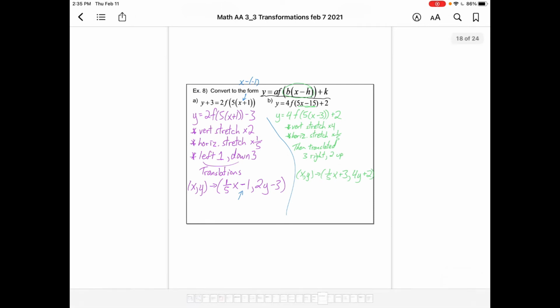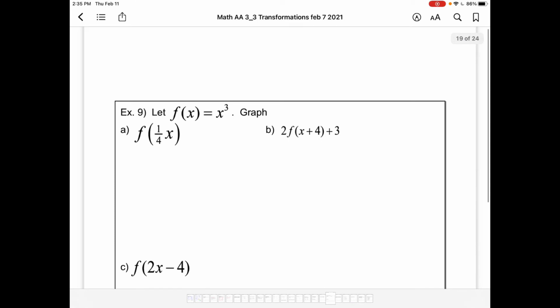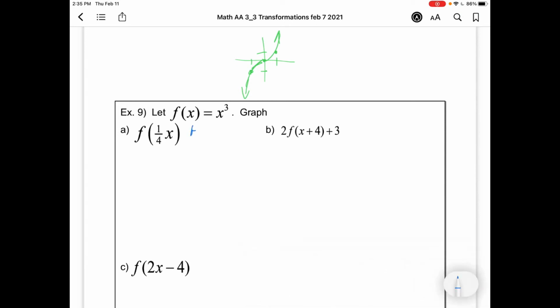Let's put this to use in some kind of a function. So here we're going to think f of x is just a basic cubic. I'm going to draw it over here. Basic f of x looks like this. It has 1, 1, has 0, 0, has negative 1, negative 1. There's f of x. If I have f of 1/4 x, that is going to be a horizontal stretch by a factor of 4.